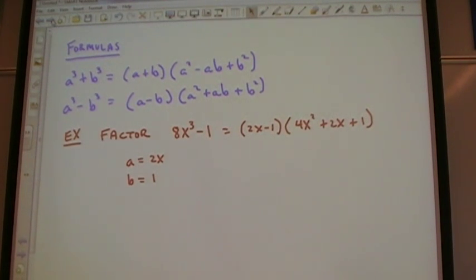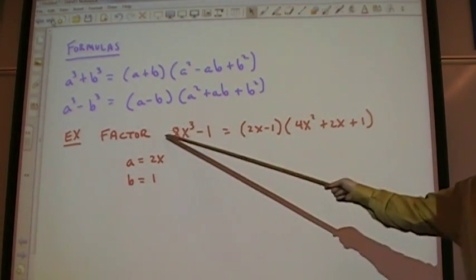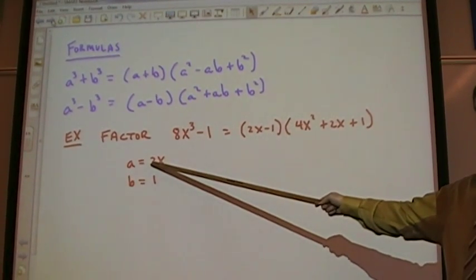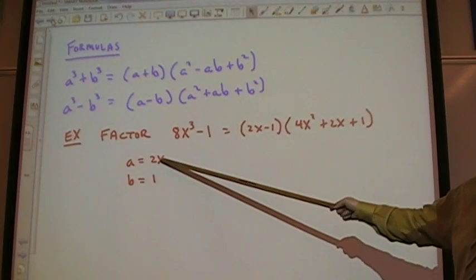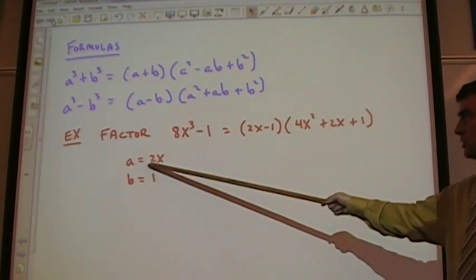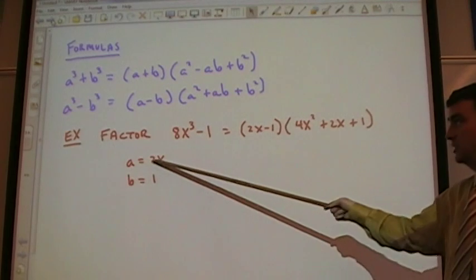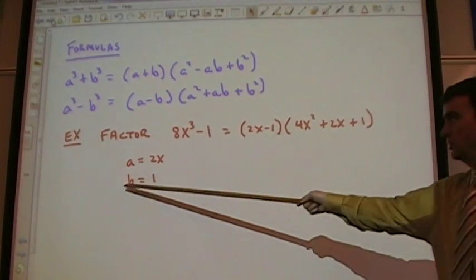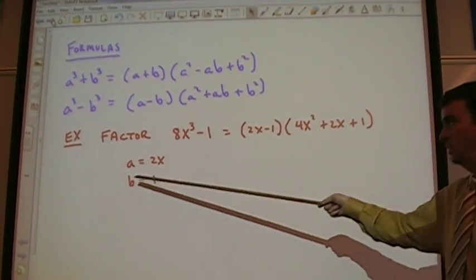Your example below, we have factor 8x cubed minus 1. In order for it to fit into those two formulas, your two terms need to be perfect cubes. Is 8x cubed a perfect cube? Yes. 8 is a perfect cube, 2 times, and x cubed is a perfect cube, x times. So the cube root of 8x cubed is 2x, and your a value from the formula is now 2x. Is 1 a perfect cube? Yes, 1 times. So your b value is now 1. So a is 2x and b is 1.